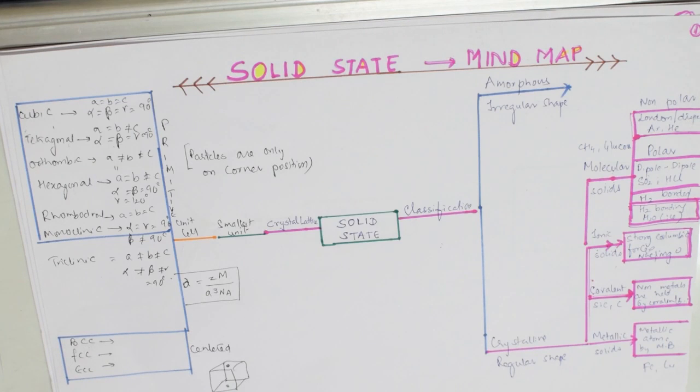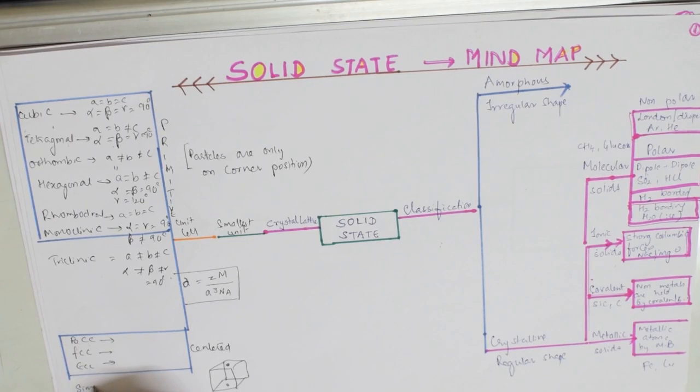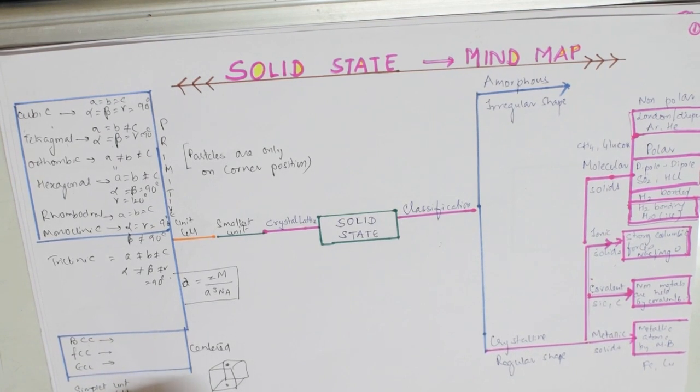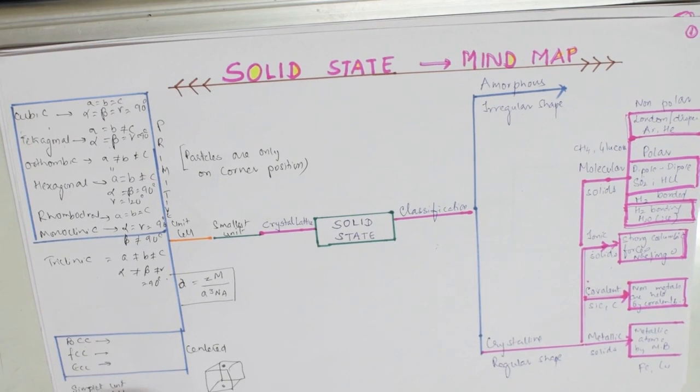So here, if I have to add, you can also write cubic unit cell, all these unit cells in these. Further I can also write simplest unit cell is one more category. You can also write HCP, hexagonal packing also, so HCP. So let us see the important thing which you have to remember.